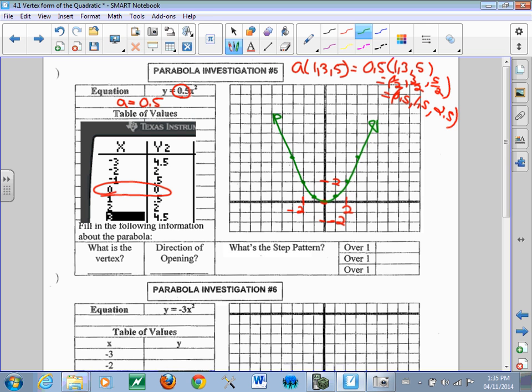So it's wider. So I've compressed it. Think of flattening a pancake almost. Now the equation is y equals 0.5 x squared. So our vertex is 0, 0. Direction of opening is still up. But what is our step pattern? As we go over 1, we go up 0.5. As we go over 1, we go up 1.5. As we go over 1, we go up 2.5.